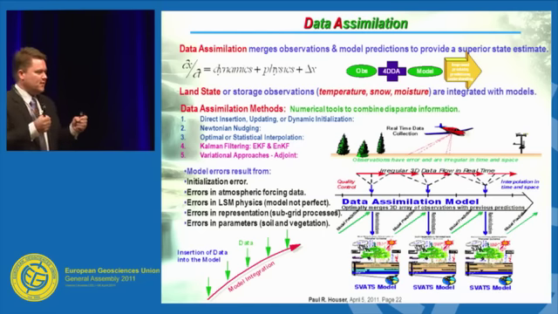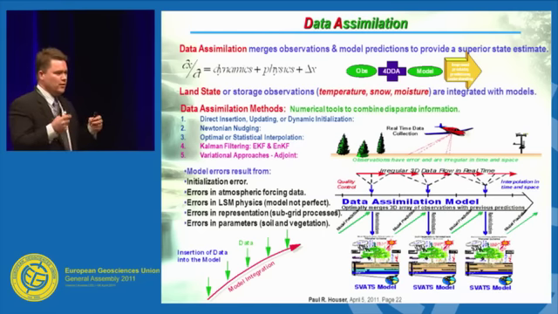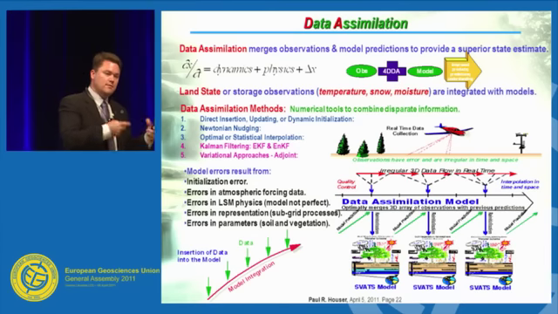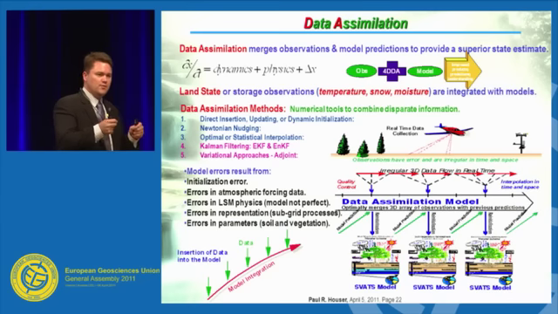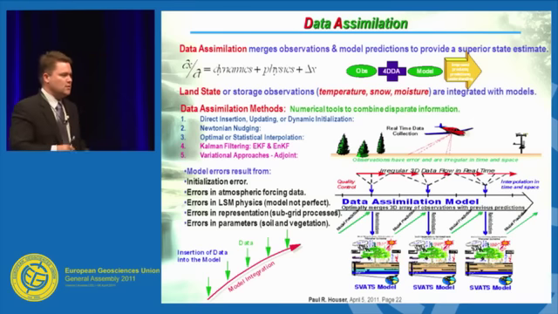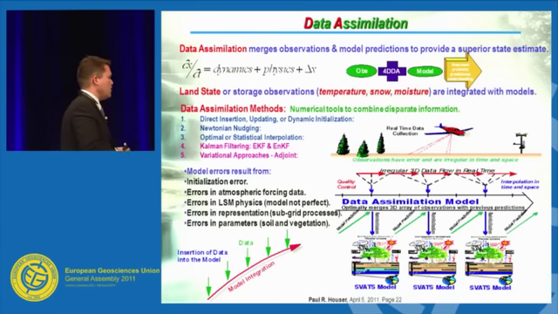But really what we're doing is finding ways to incorporate the real world into the model. How do we take those little glimpses of reality we get from the satellites or from ground sensors, how do we bring those into the model to get it back on course? Because the model has assumptions in it that make it stray from reality.